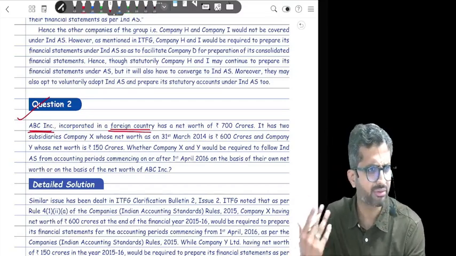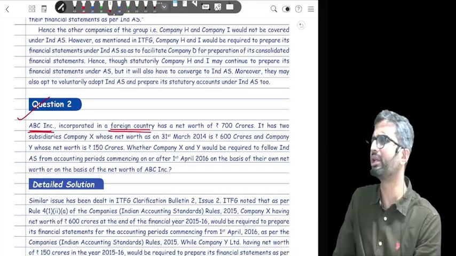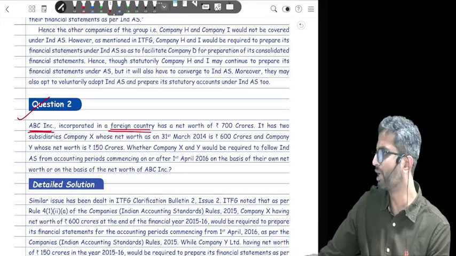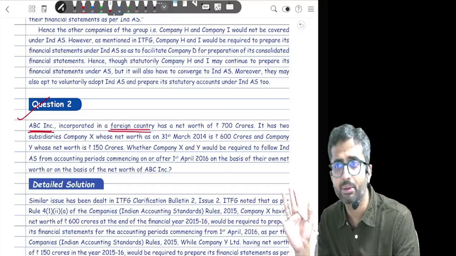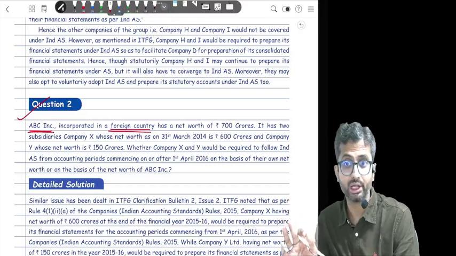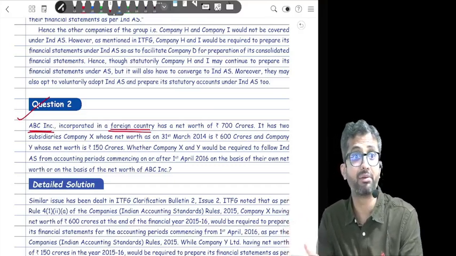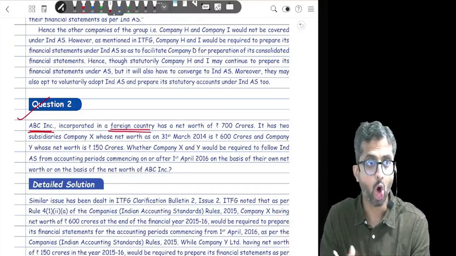So most of these international companies don't do any reporting in India. And if they don't do reporting in India, Ind AS is not applicable. But if they do reporting in India, Ind AS becomes applicable whether you are listed in India or outside India.